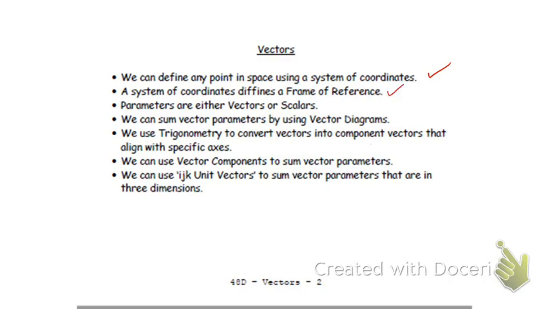Do you measure things relative to the train, or relative to the person? Do you measure things relative to the sun or relative to the earth? It depends on what you want to do, but you've got to know what you're doing in that. And then we divide the world up into scalars and vectors.